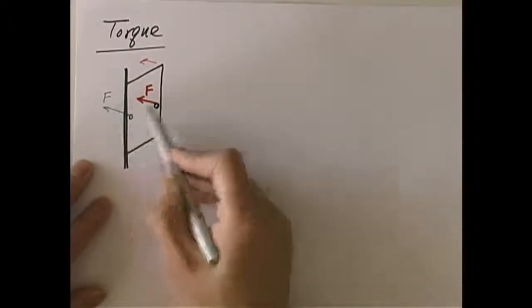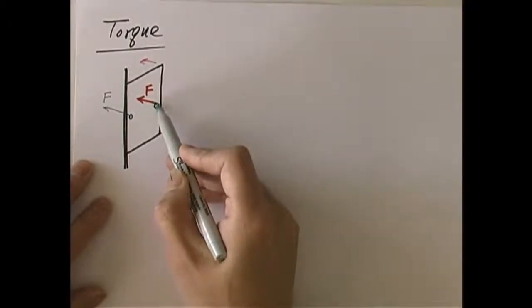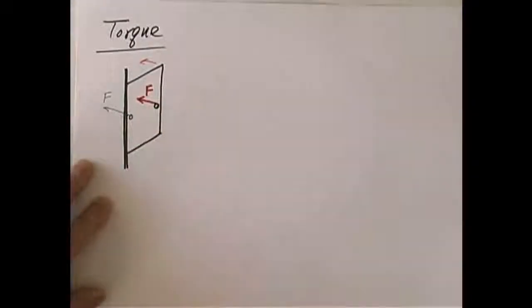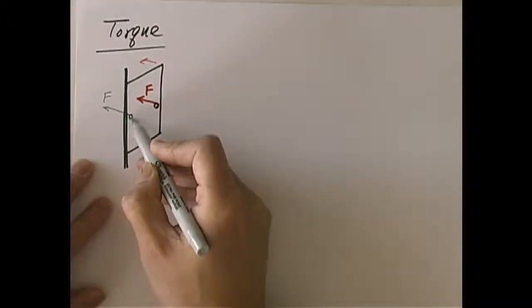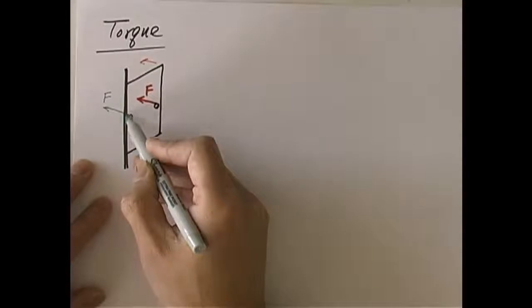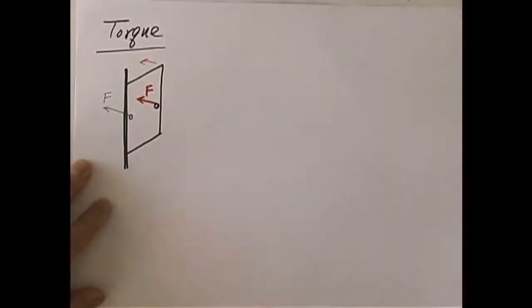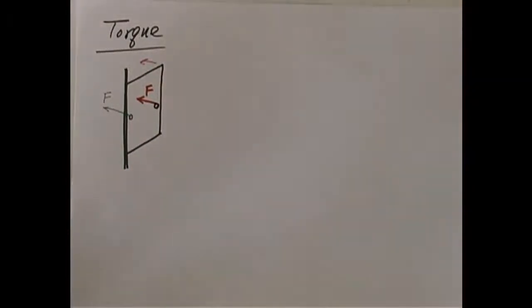So what is the difference? They have the same magnitude, right? So what's the difference? This force acts further away from the axis of rotation, and that one is very close. As a matter of fact, if you push right on the hinge, in other words, the distance between the force and the axis of rotation is 0, you're not going to be able to start the door rotating at all.